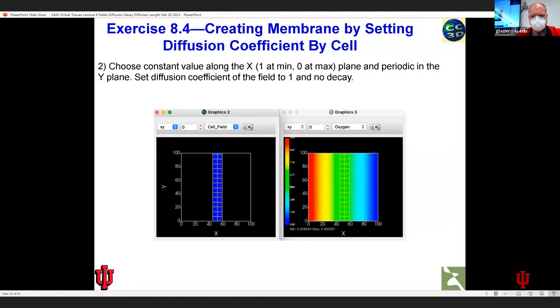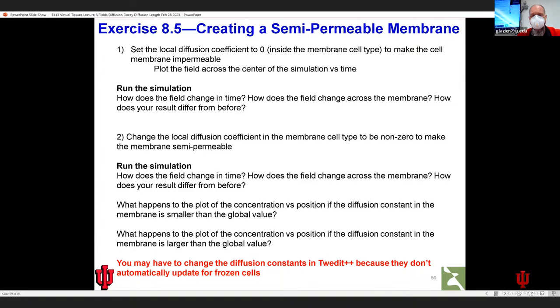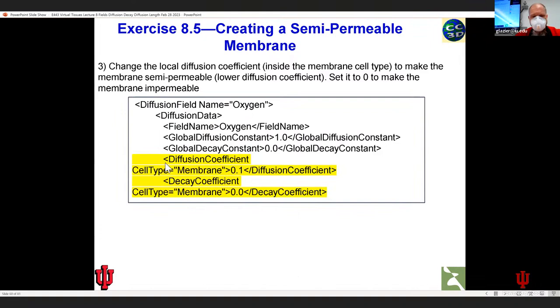So now, I can do something that CompuCell does, which is very nice, which is that I can define a diffusion constant that's different in different positions or cell types. And so I can now say that my diffusion constant in my membrane is 0. How do I do that? I'm going to go into my diffusion statement. I'll define diffusion coefficient, cell type equals membrane, and then I'll set the value to be zero.